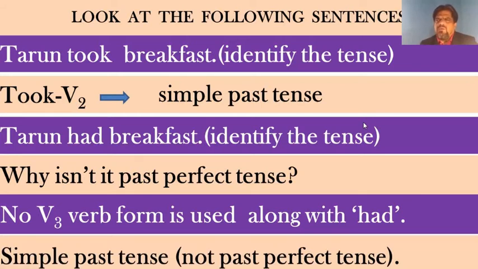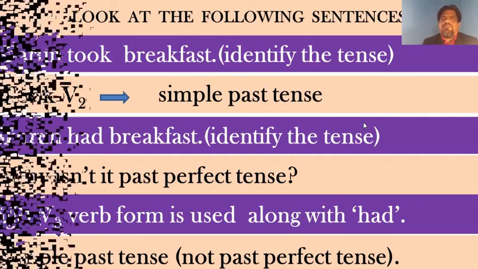Did I confuse you? Simply, the had here is not the sign of past perfect tense, but is the V2 verb form of have or has. Therefore, the verb used here is the simple past tense form, never the past participle. If the verb is the simple past tense form, the sentence is given in the simple past, not in the past perfect tense. And that is what you need to remember.